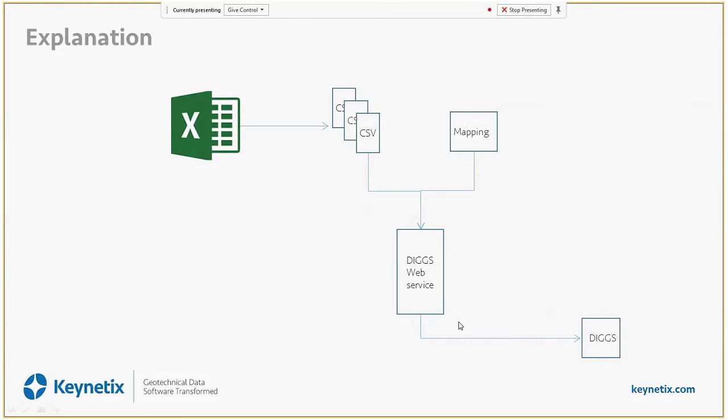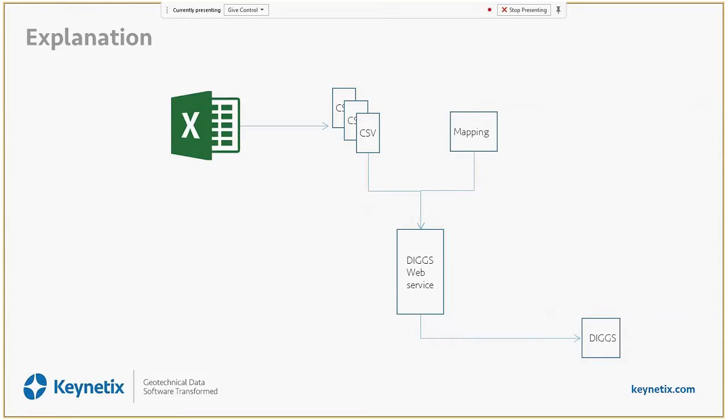And the DIGGS web service is very powerful and very flexible in the way it works. So effectively what you do is you pass it a mapping file, which we'll have a look at, and some CSV files, which we'll have a look at as well, and it does some clever stuff that I've no idea how it does, and it churns out a DIGGS XML file.